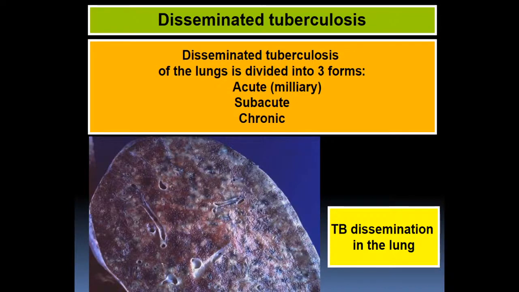Disseminated tuberculosis of the lungs is divided into three forms. First, acute, or another name of this form, miliary TB; subacute tuberculosis; and chronic disseminated tuberculosis. On this photo, you can see TB dissemination in the lungs. The white dots are lesions of the lungs. TB etiology.